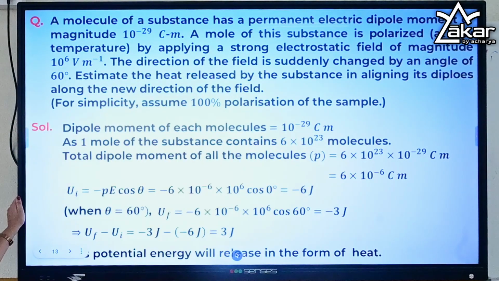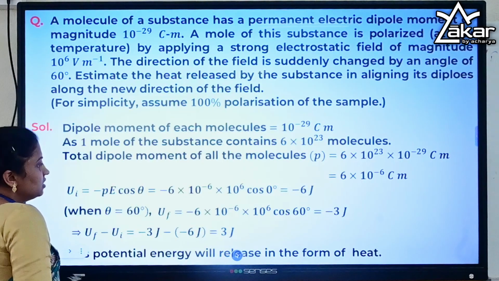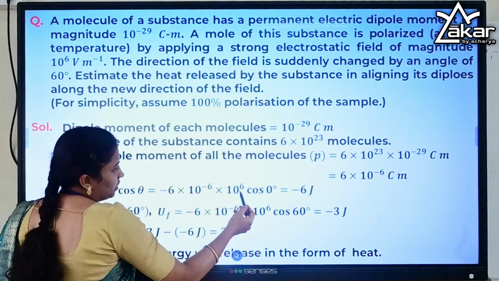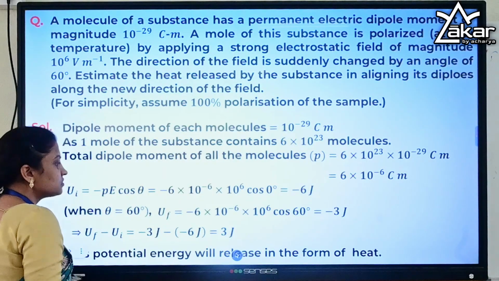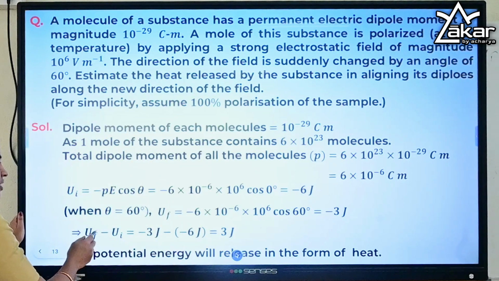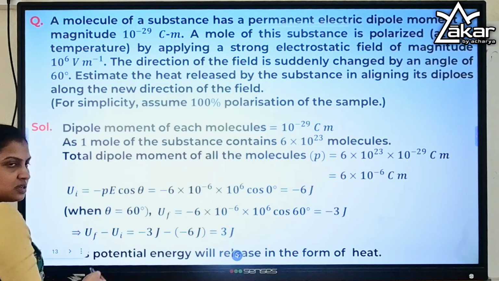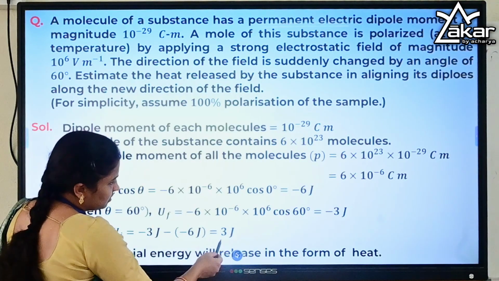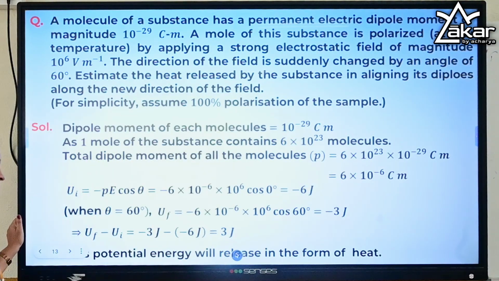So when theta is 60 degree, you just apply minus 6 into 10 power minus 6 into 10 power 6, so cos 60. So I will get minus 3 joules. So now we know that UF and UI. So UF minus UI is equal to minus 3j minus of minus 6j. After substitution we will get plus 3j. So you can see here we are getting the value plus 3 joules. So that's why the potential energy will be released in the form of heat.